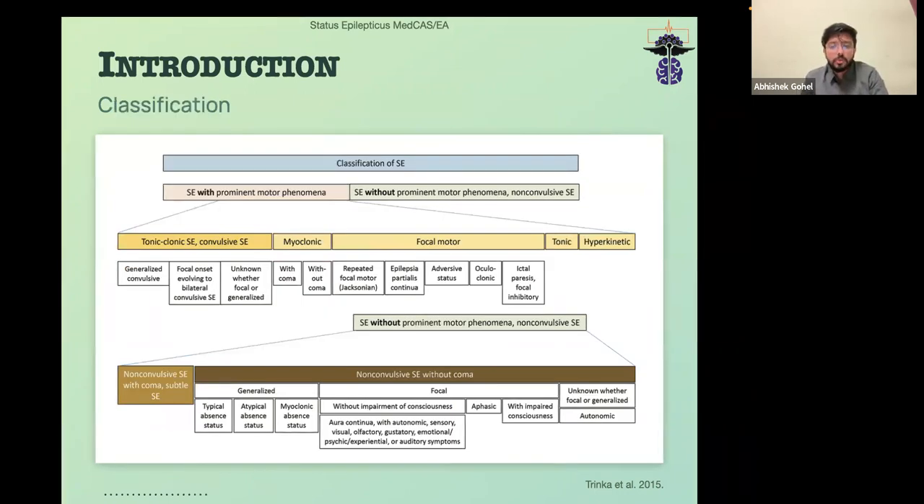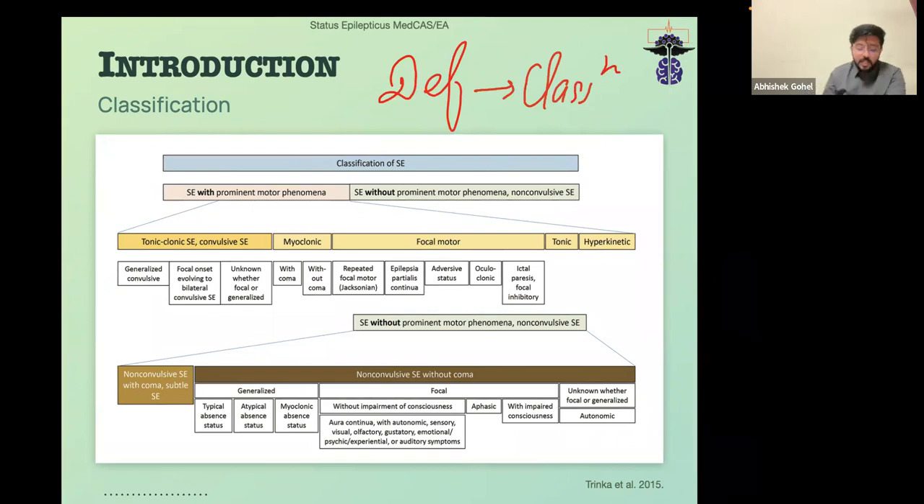You cannot treat if you don't know what we are dealing with. So we start with classification of status epilepticus. We finished with definition. Now we go on to classification. Primarily, the status has to be classified by the presence or absence of motor phenomena. So if a status has motor phenomenon, we call it status epilepticus with prominent motor phenomena. If it does not, then without prominent motor phenomena.